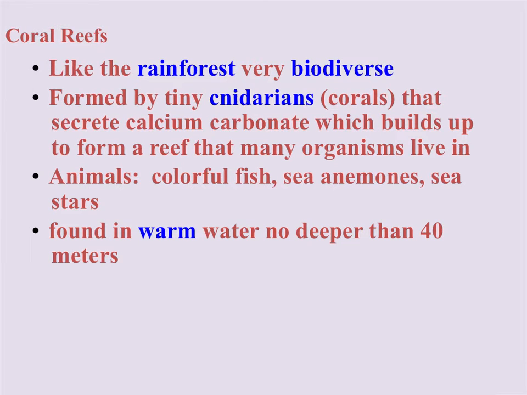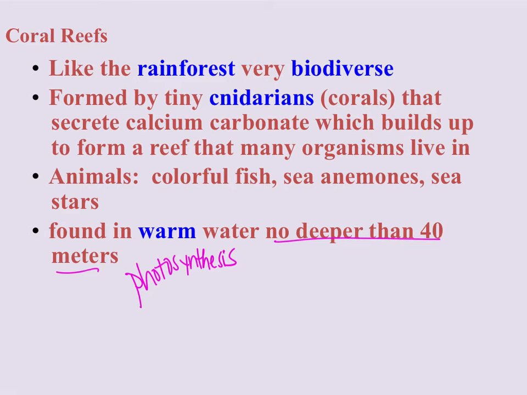So, coral reefs. I mentioned when we were talking about the terrestrial biomes that the coral reef was the rainforest of the ocean. The tropical rainforest was the most biodiverse terrestrial biome, and the coral reef is the most biodiverse aquatic biome. They're extremely biodiverse because they're going to be no deeper than 40 meters. And they're also in warm water, so that means there's going to be more photosynthesis there. More photosynthesis means more producers, which means more consumers.